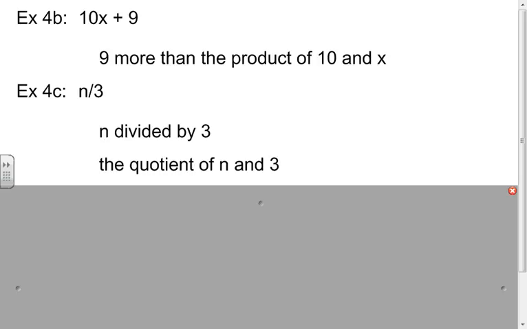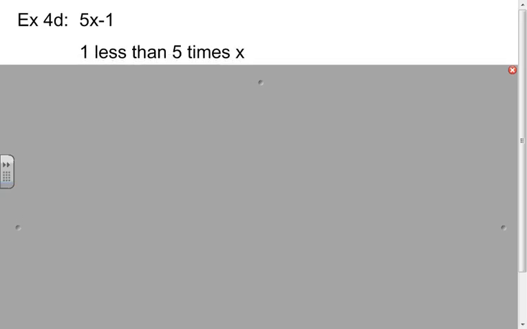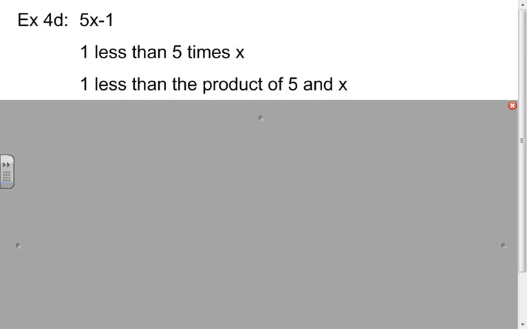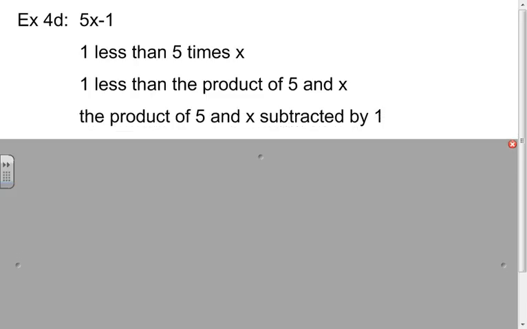One more of this type. I can write this as 1 less than 5 times x. Remember, I switched the 1 and the 5 times x because of the word than there. 1 less than the product of 5 and x. The product of 5 and x subtracted by 1. All of those are possible answers to example 4d.